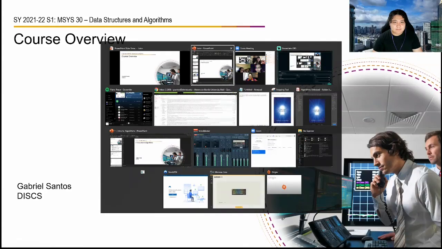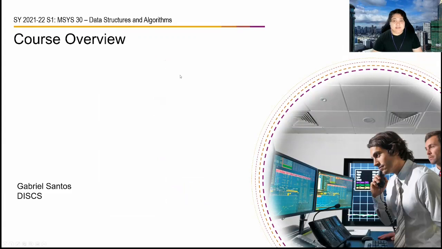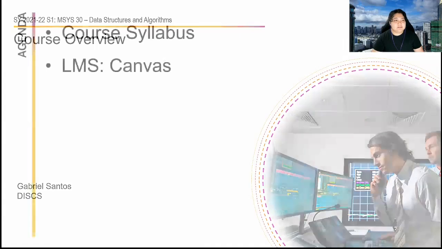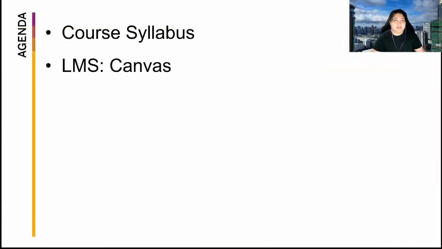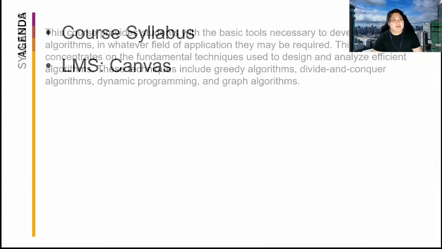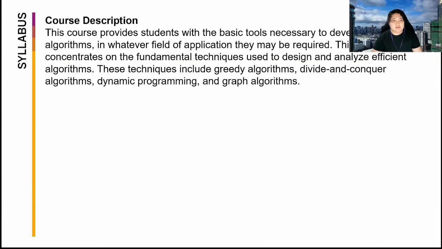Yes, sir. Okay. Sige. So again, the class is data structures and algorithms. So we'll go through the course syllabus and then some basic rules lang on this class. And in case you haven't seen the Canvas page yet for the class, I'll show it again later on. Right. So this course provides students with the basic tools necessary to develop their own algorithms, okay, in whatever field of application they may be required.